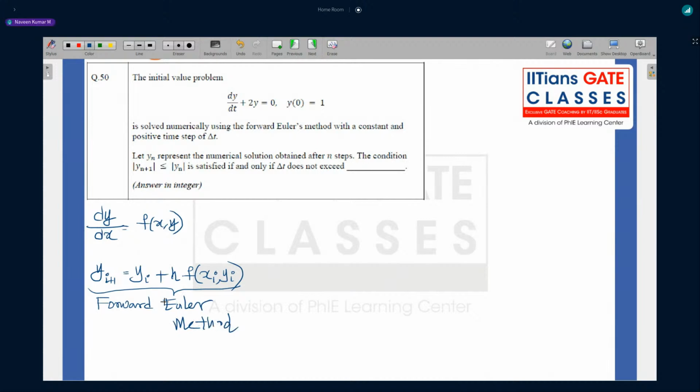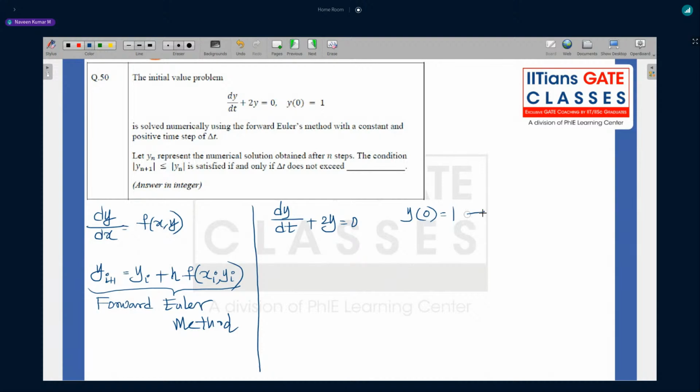Forward Euler method. Okay, so with this we'll start our problem. What is given? dy/dt, instead of x they have given t, that's it, plus 2y is equal to 0. And also they have given y of 0.